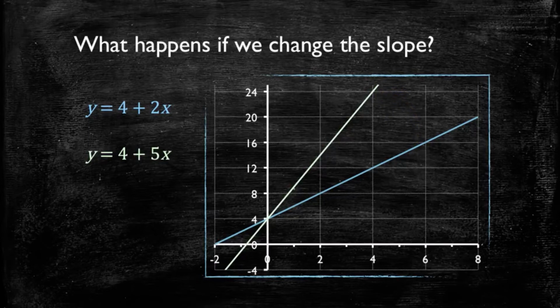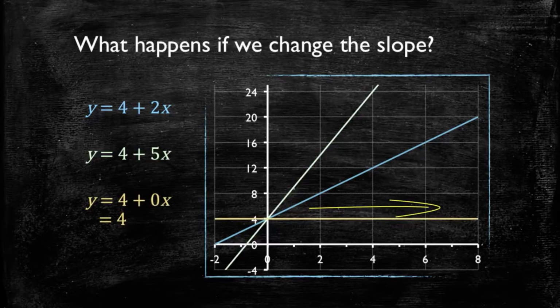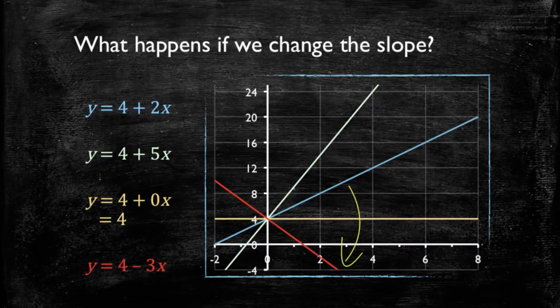What would happen if we had a 0 slope? This would mean that it doesn't matter what value x has, y will always be 4. And if we go all the way around to a negative slope, a minus 3 in this case, we have a downward slope, and this represents that y will decrease 3 units for every unit of x.